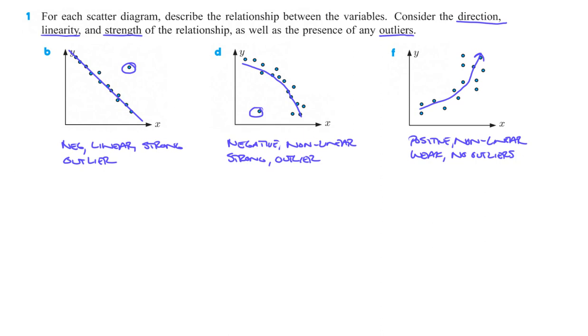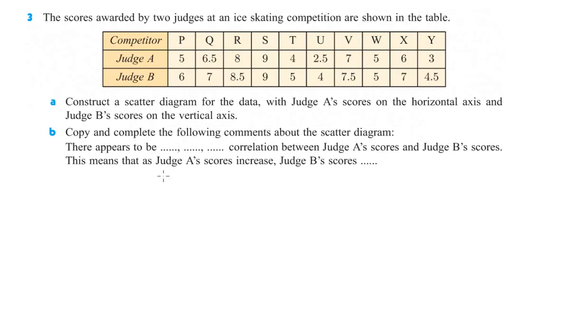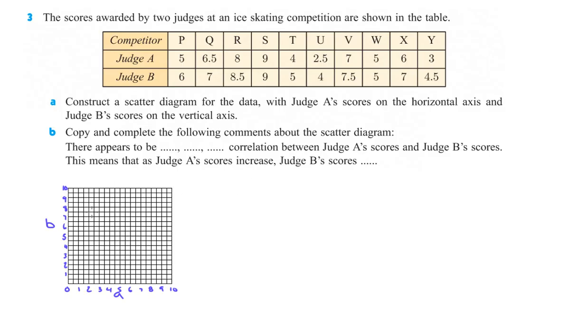All right. Let's take a look at number 3. The scores awarded by 2 judges in an ice skating competition are shown in the table. Construct a scatter diagram for the data with Judge A's score on the horizontal axis and Judge B's score on the vertical axis. Here's our graph that we can put on there. So now we simply are just going to graph each one. Judge A is the x-axis and Judge B is the y-axis.